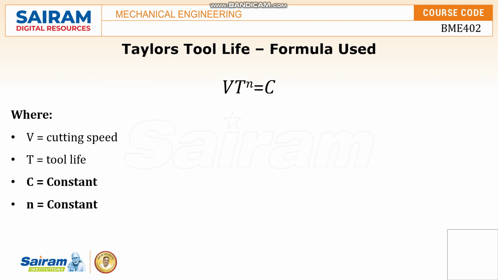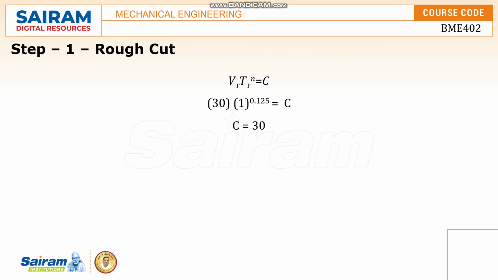The formula we are going to use is V T to the power n is equal to C. Here V is the cutting speed, T is the tool life, C is a constant, and n is a constant, as we have seen in the previous presentation videos. Now, by using the rough turning process, we need to identify the constant value C. Only then can we find the tool life for the finish turn.